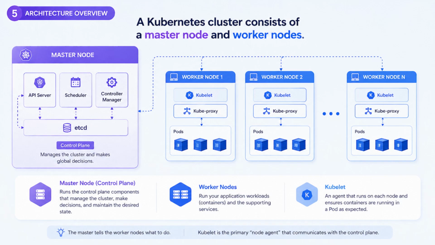Now, let's look at how Kubernetes is structured. A Kubernetes cluster is made up of nodes. There are two main types: master nodes and worker nodes. The master node is responsible for managing the cluster. The worker nodes are where your applications actually run. Each node in the cluster runs a process called kubelet, which allows it to communicate with the rest of the system and execute tasks. So you can think of the cluster as a coordinated system where the master gives instructions and the workers carry them out.